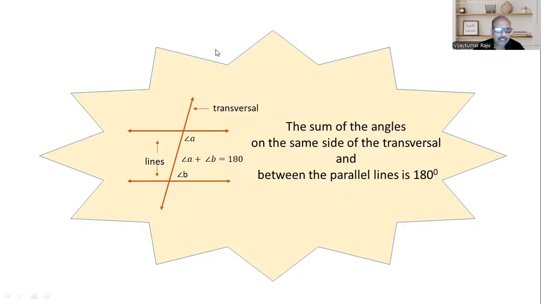Clear? So these are the two lines which are parallel lines. And this is the line which is cutting these two parallel lines, which is giving rise to two angles between the parallel lines. And the total of these two angles will be 180 degrees. This is what we are going to prove. It is sometimes also called allied angles. Okay, allied angles. Now let us see how to prove it.